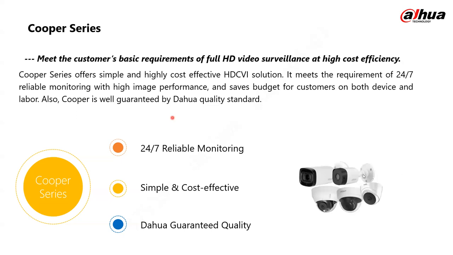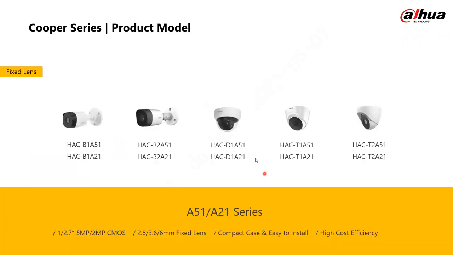The products come with different shapes and different casings. We have metallic bullets, and again we have plastic bullets. We have the domes, and again we have the turrets, which look more or less like an eyeball. So let's take a look at more features for these products here.